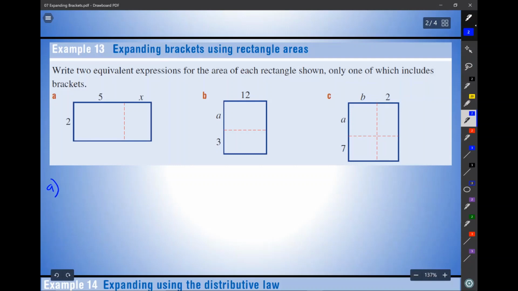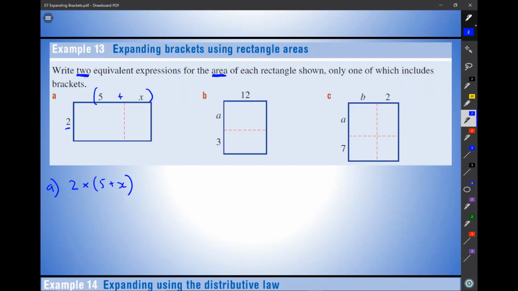Let's look at this first rectangle. We know that to calculate the area of a rectangle, we times the length, this side, by the breadth. That's how we calculate the area of a rectangle. So we could calculate the area of the entire rectangle by multiplying this side 2 by 5 plus x. That's one way we could calculate the area of this rectangle. That's one of our expressions.